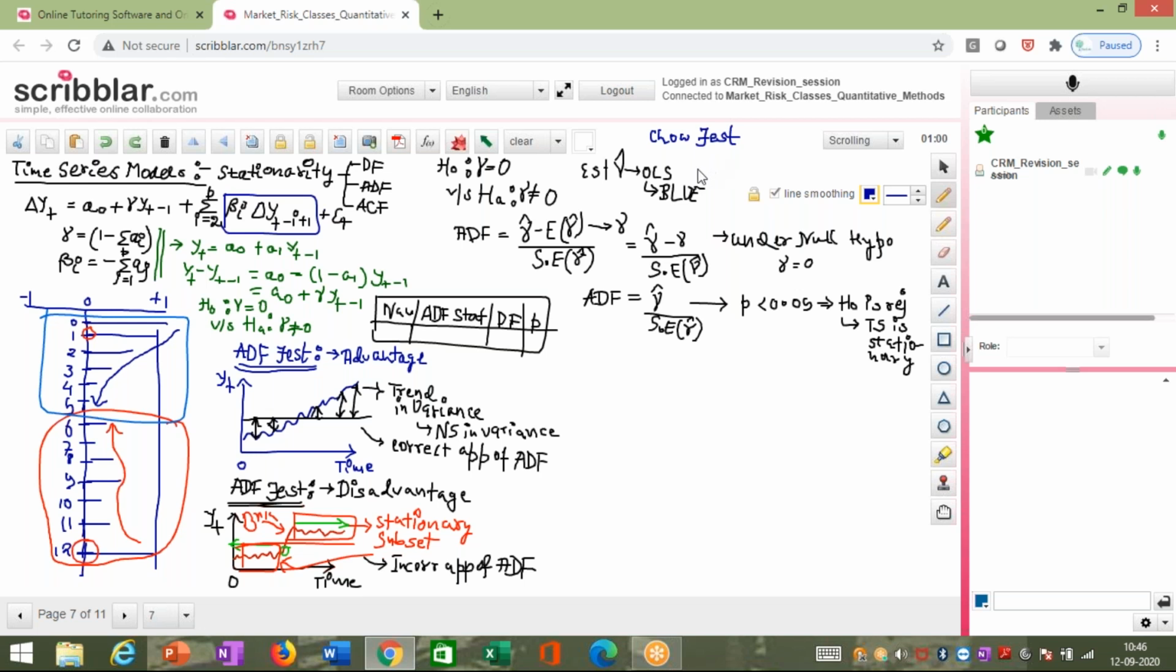Now another way of doing this, a better and more robust way, is the rolling sample test.